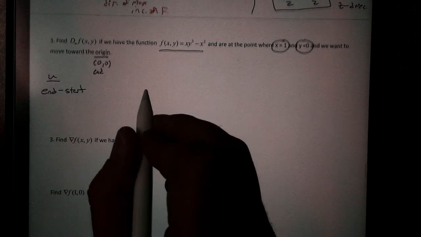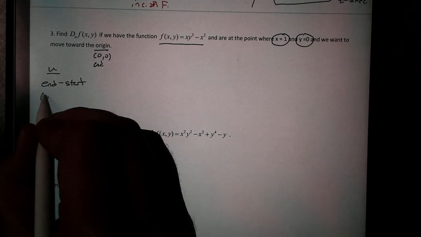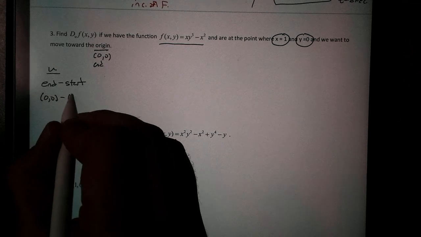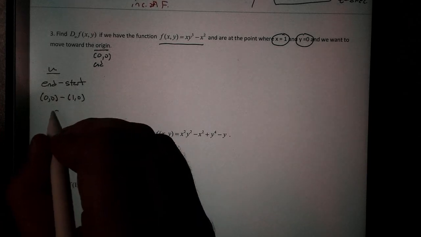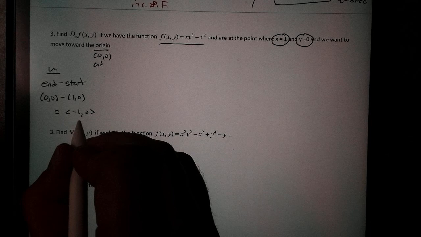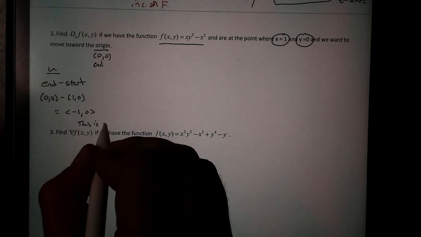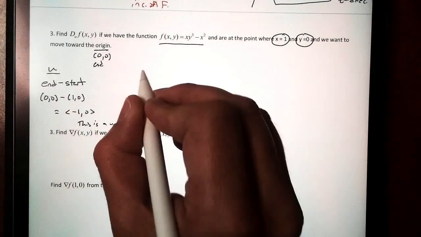Since we're talking about dels, we can sing a del. This is the end, my friend. So we're going to take 0, 0 minus 1, 0. Sorry about that. We're moving in the direction of 0, 0. And if we simplify this, we get negative 1, 0. Now this is a unit vector. So we're good. We don't have to convert anything. Next, we need to get del.